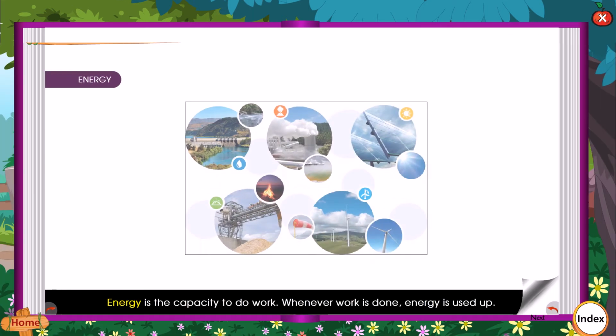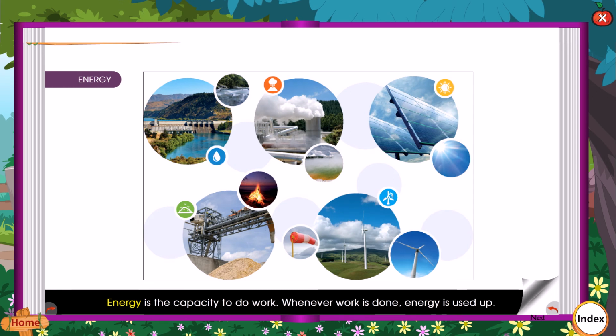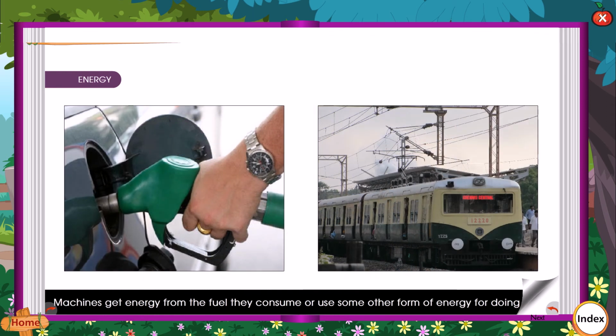Energy. Energy is the capacity to do work. Whenever work is done, energy is used up. Machines get energy from the fuel they consume or use some other form of energy for doing work.